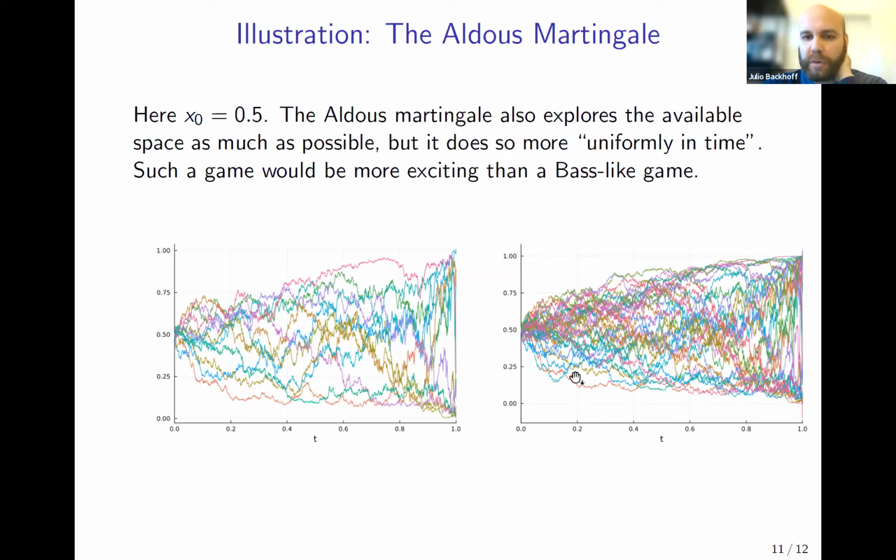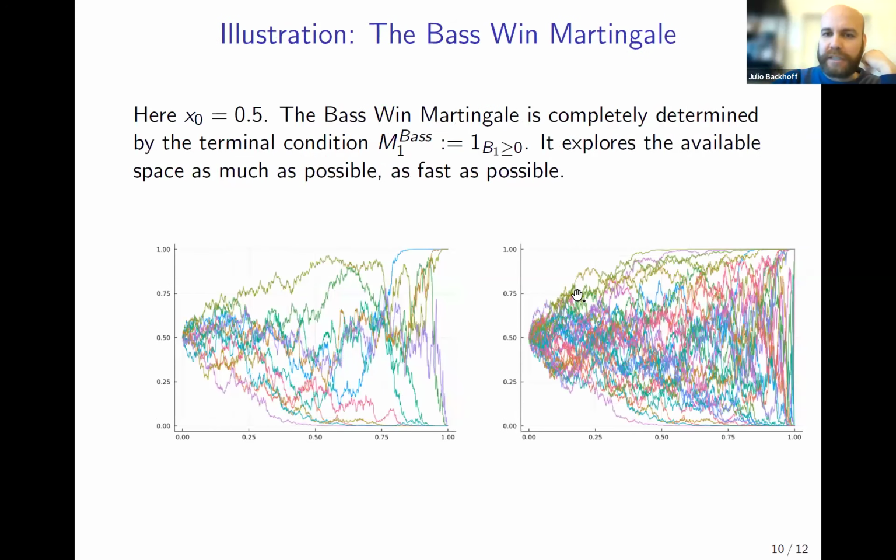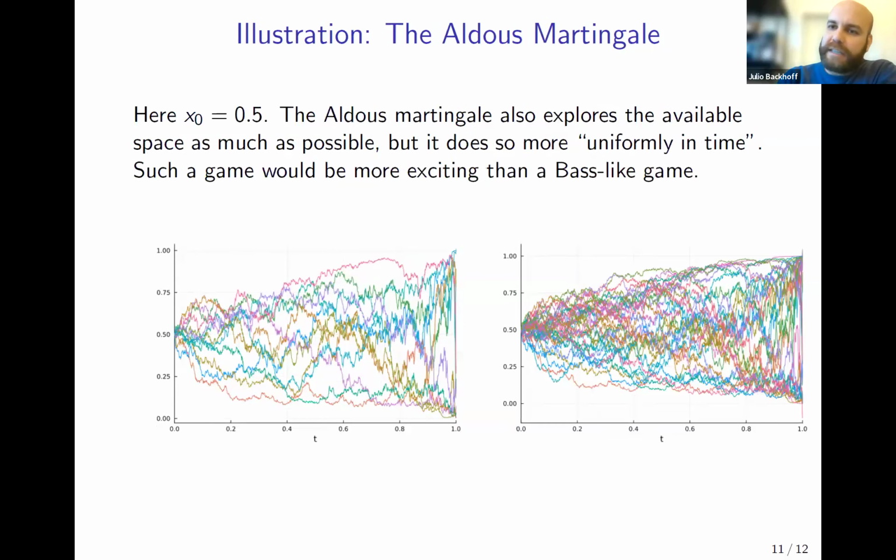So at time 0.2, the outcome is quite open. You still are not very sure what's going to happen in the future. Whereas here at time 0.2, you have paths where the game is already almost decided, where the probability of the outcome is close to 1 or 0. So in that sense, this describes a more exciting game, a game which is open or interesting for longer.